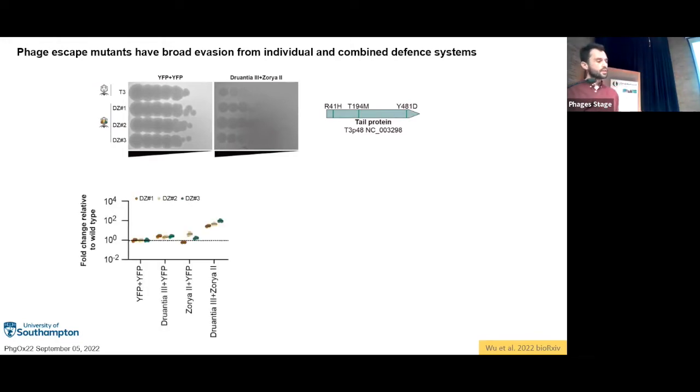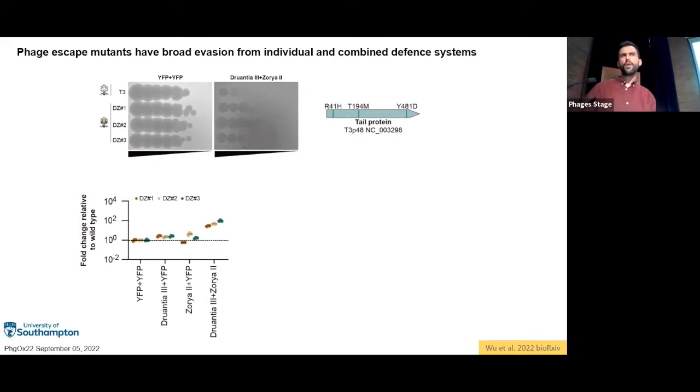What I really want to show and guide you through is the ecological implications of our findings. Here you can see a plot of fold change to the wild type. If our mutant phage is performing better than the wild type, you'll see a result higher than 1. If it's the other way around, you see a result lower than 1. What you can see on the plot is that our mutant phage is performing better than the wild type in the combination, not in a single system, but in the combination.